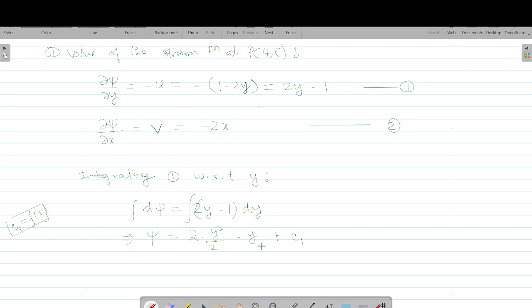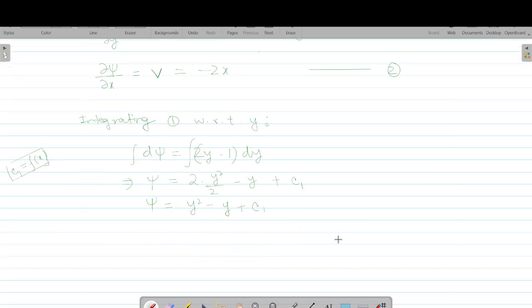So you will get a function of x when you find the constant of the integration. Okay, so you can further simplify it by writing like this. The 2 will be gone, so you will find y square minus y plus c1. So congratulations, you have found the value of psi, which is the stream function, right? We have found the equation for the stream function.